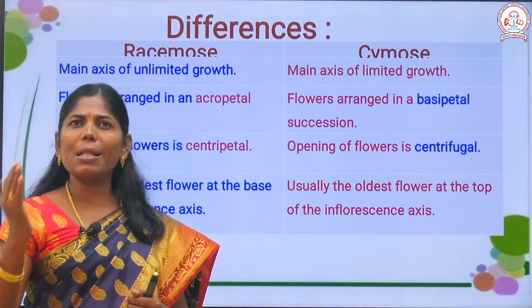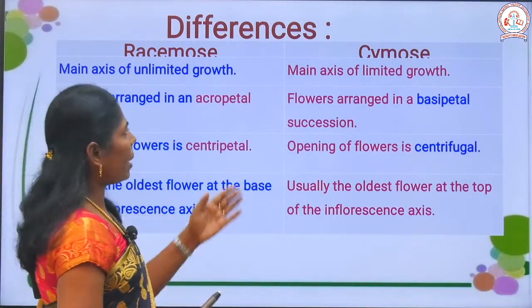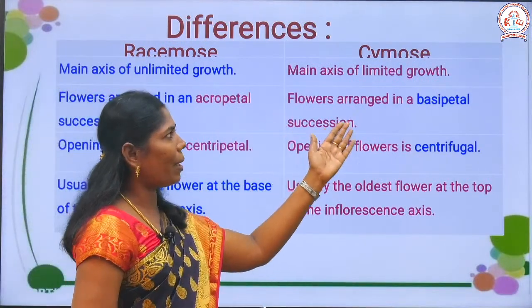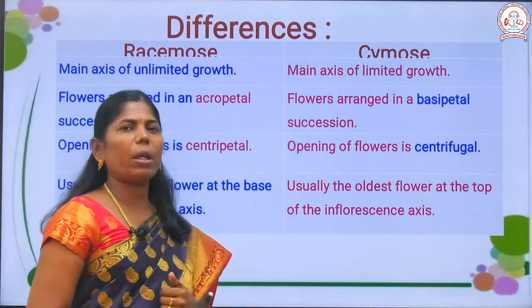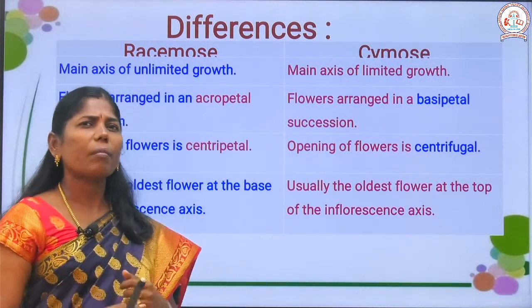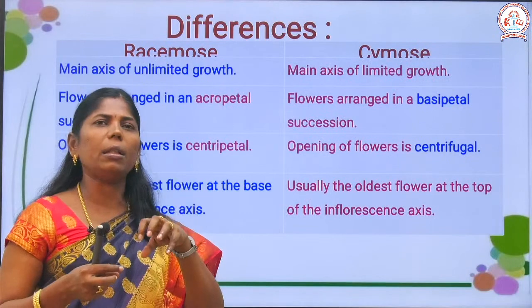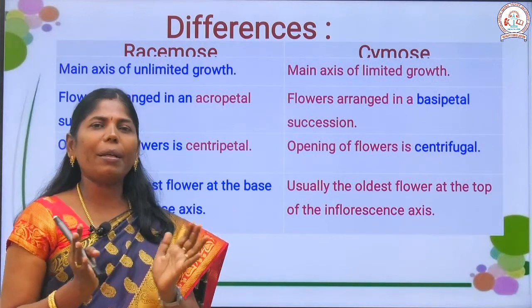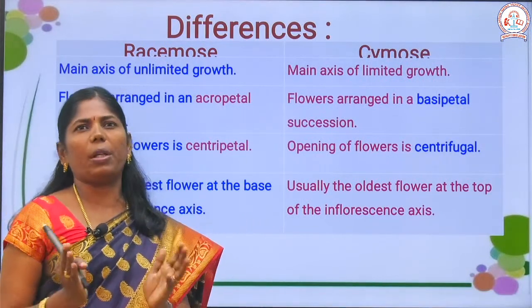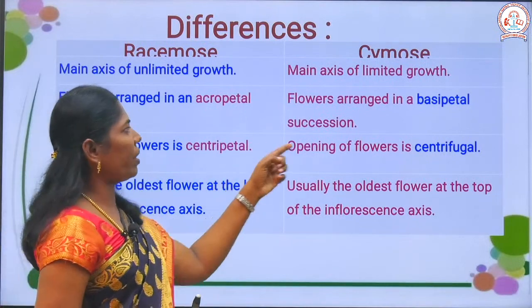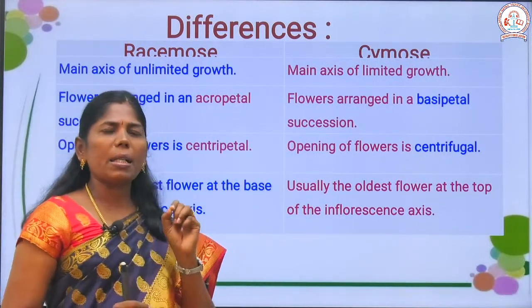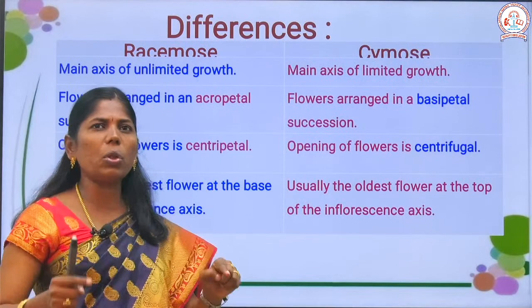So what about here? Just opposite to that. In the cymose manner, the flowers are arranged in basipetal succession. What does basipetal succession mean? Older flowers are in the center, in the apical region. Laterally we can see the young flowers. So here the opening of the flowers is centrifugal. Centrifugal manner means center to margin.